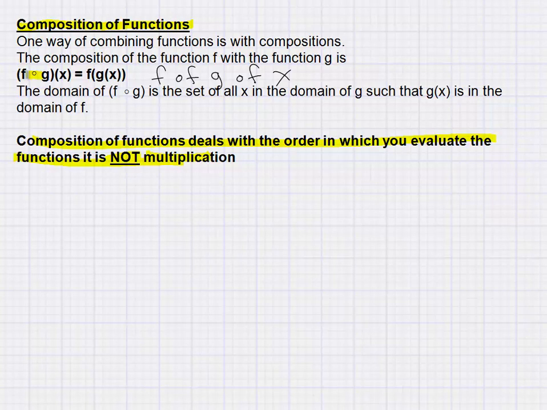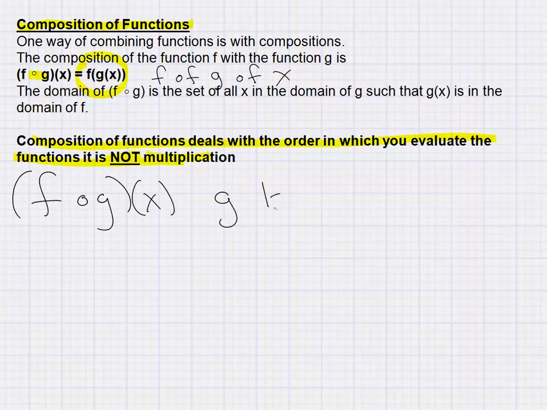So either way I write it down, f, this little open circle, g of x, or f of g of x, this way it means do your functions in a specific order, and the order you're going to do is from the left back to the right. So in this case I'm going to do f of g of x, g comes first, f second. Okay, that's the order. And what I mean is I'm going to take g, evaluate g, the answer I get from g I'm then going to plug into f.